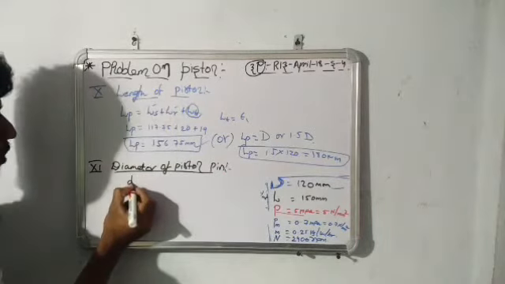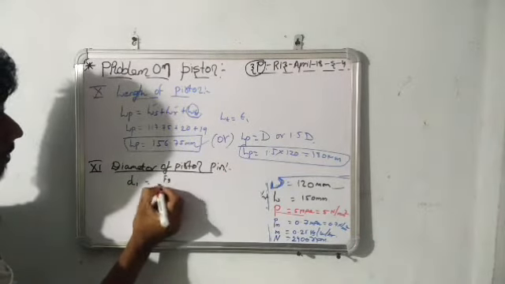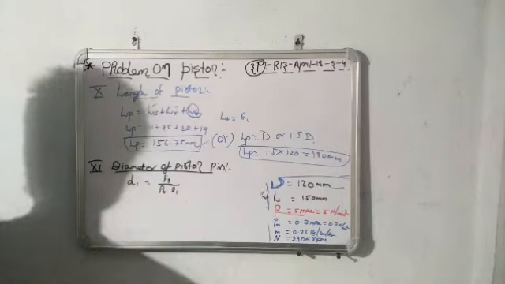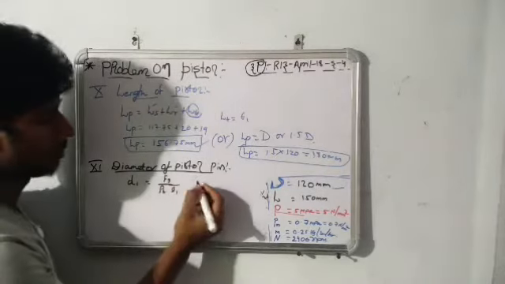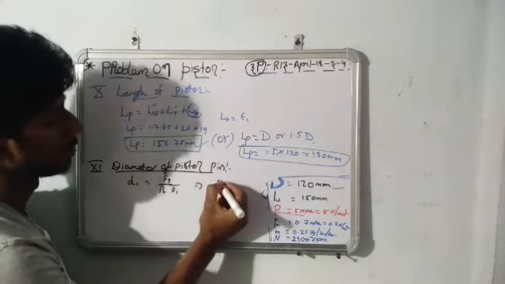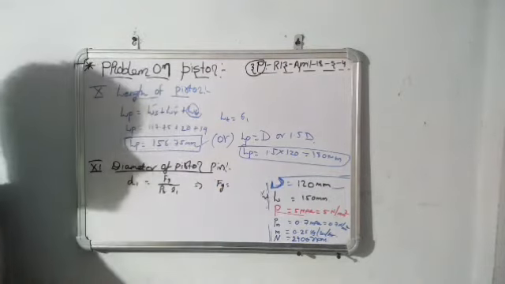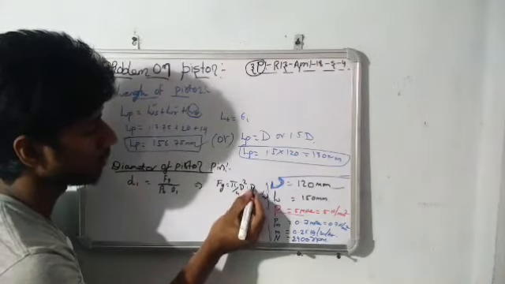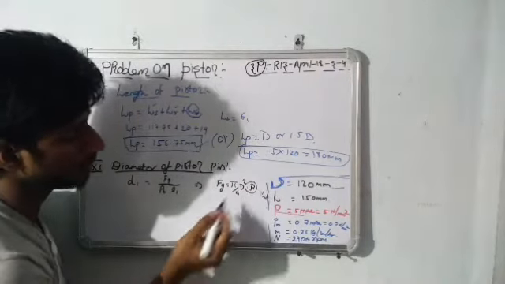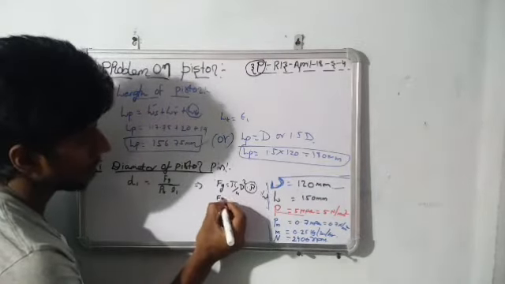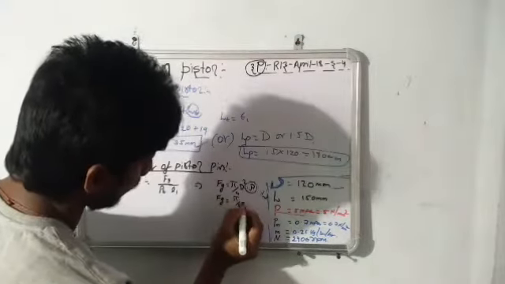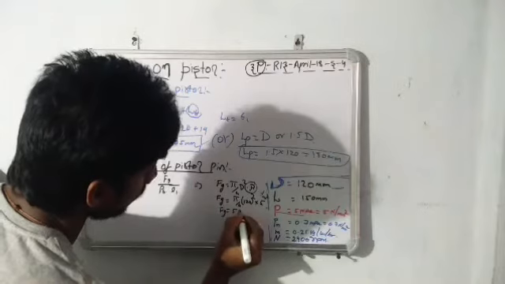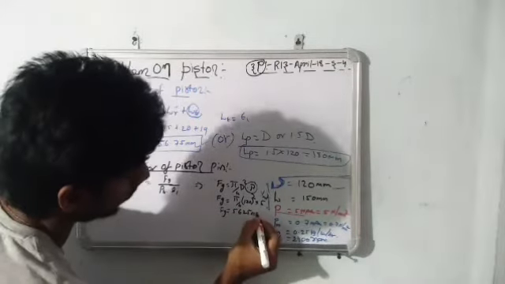The diameter of the piston pin is denoted by small d1, which is equal to Fg divided by Pb into l1, where l1 is the length of the piston pin. Here we already discussed that Fg is the gas force, which is pi by 4 D square into P, where P is the maximum gas pressure and D is the diameter of the piston. So pi by 4 into 120 whole square into 5, Fg equal to 56250 newtons.